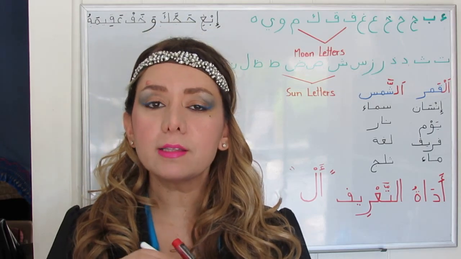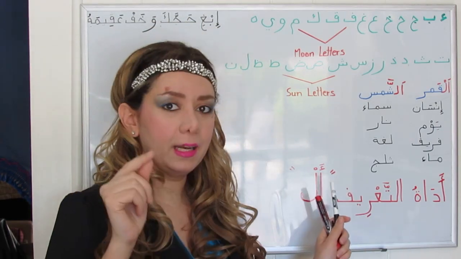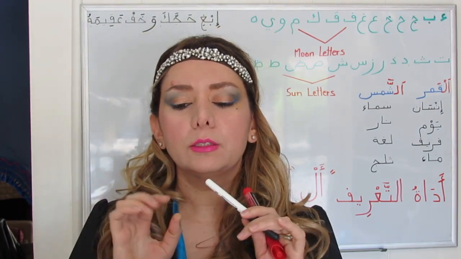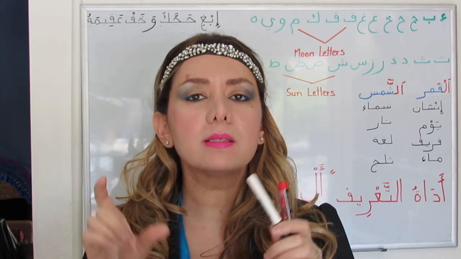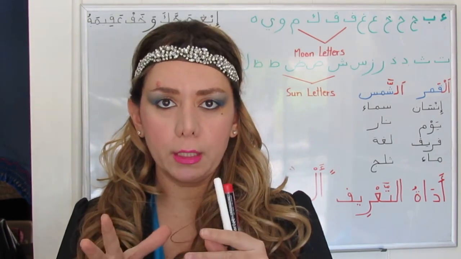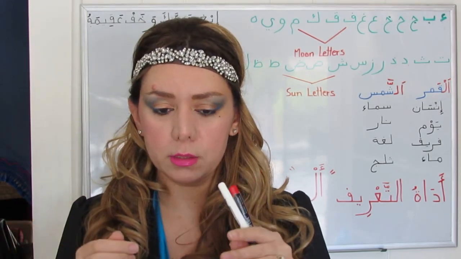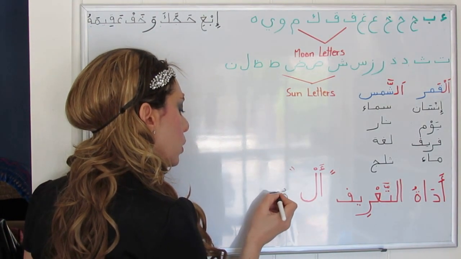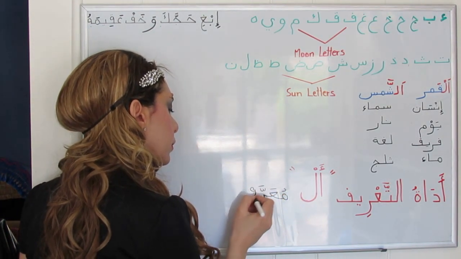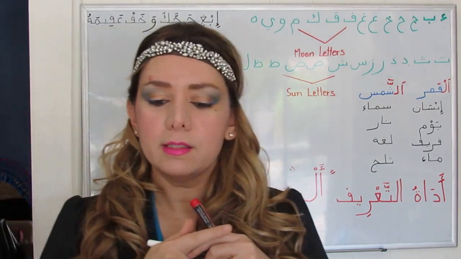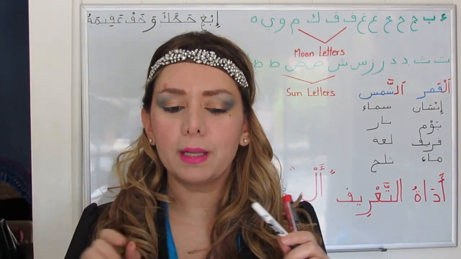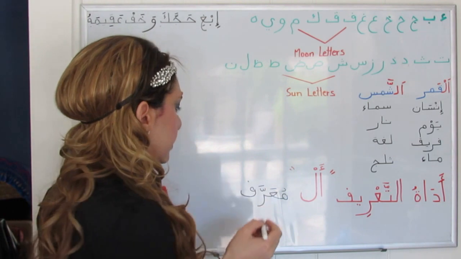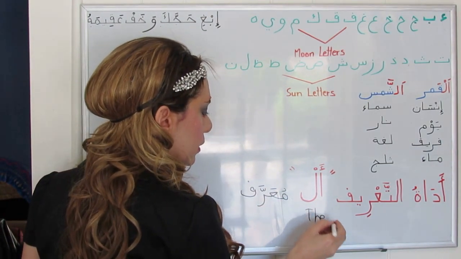So the definite article al, alif and lam in Arabic is a particle whose function is to render the noun on which it's prefixed definite. Definite, معرف. Consequently, al is typically translated as the in English. So al is the.